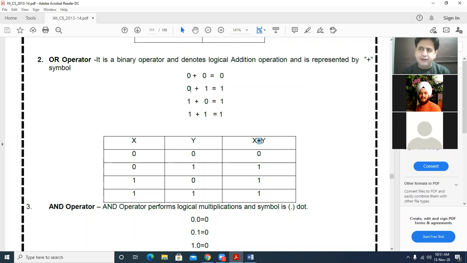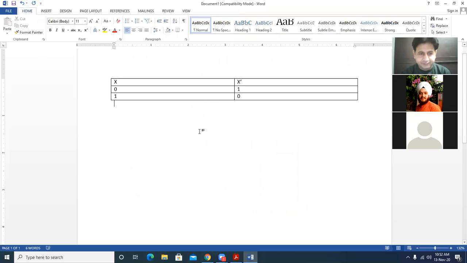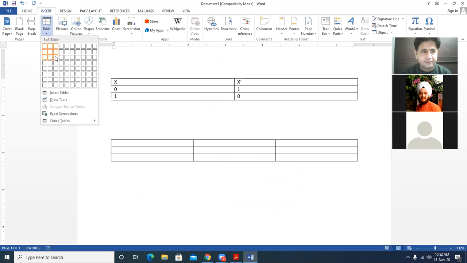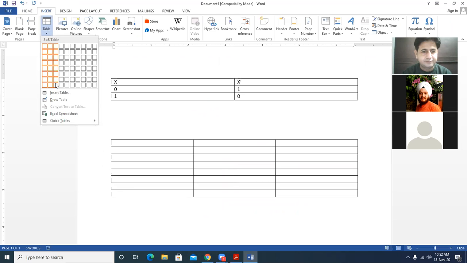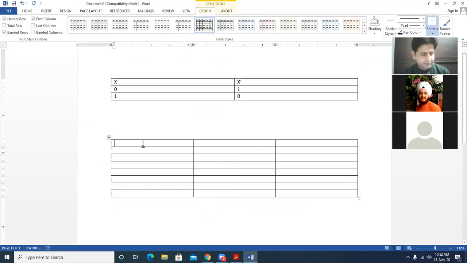OR means if any value is true, the overall result is true. This is the truth table of two variables. Always remember this is the truth table of two variables. If it is a truth table of three variables, look here. In that case, two variables, X and Y. So X plus Y means X or Y.